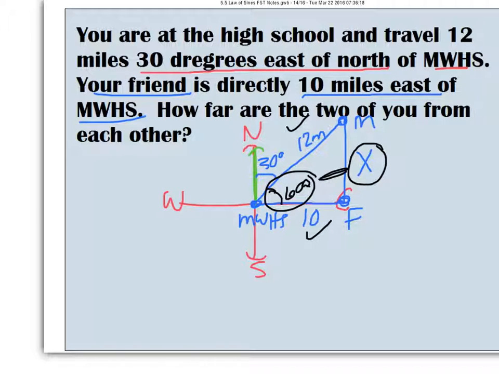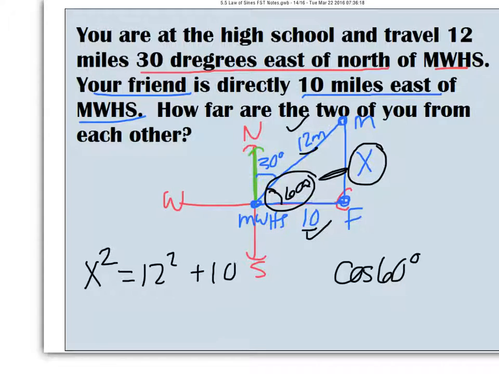So I'm just going to set it up, but we won't solve it. I need side length x, so it's x squared. Remember, if I use this side, I end the formula with that angle, so I'm just going to end it right now. Cosine of 60 degrees. And then we're going to fill in with the other two numbers, 12 and 10. So it'd be 12 squared plus 10 squared minus 2 times 12 times 10. And then I would just go ahead and solve using the law of cosines.